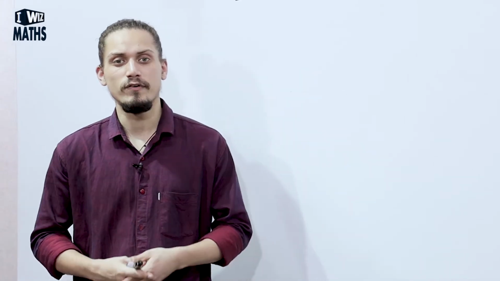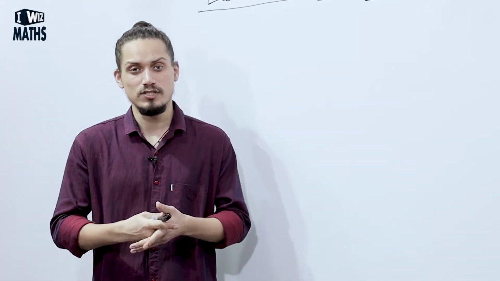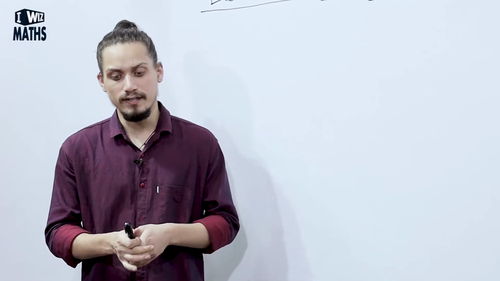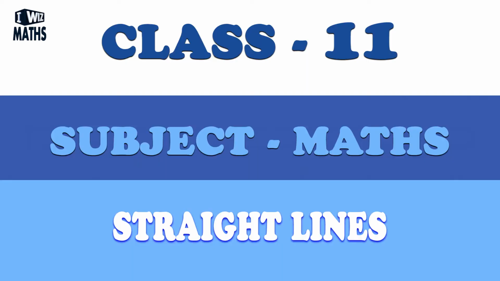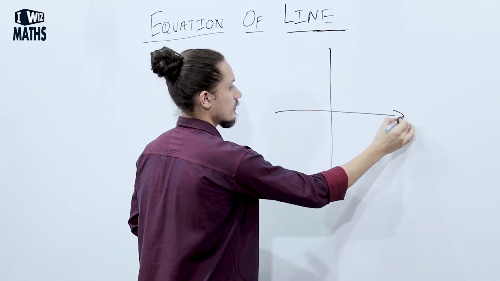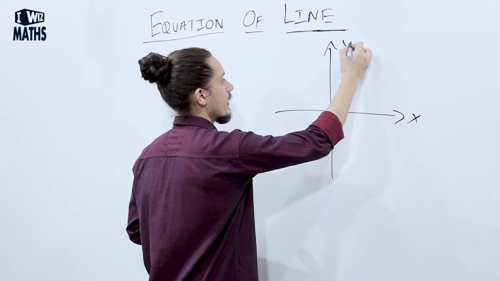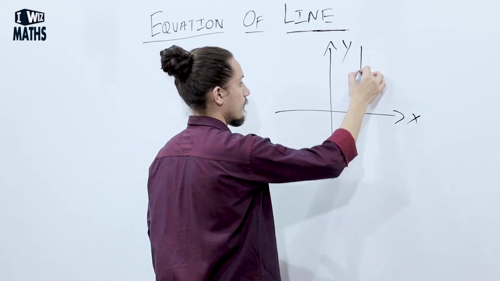In this video, we will talk about different forms of equation of line, and the first one, being the simplest one, is horizontal and vertical line. For this, we need a coordinate axis. This is x-axis, this is y-axis, and suppose there's a line which is parallel to y-axis.